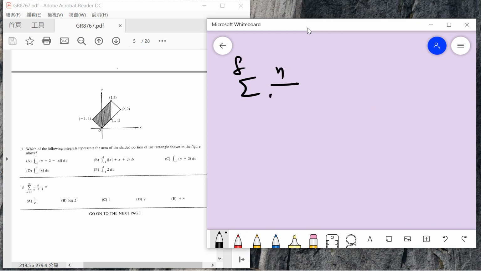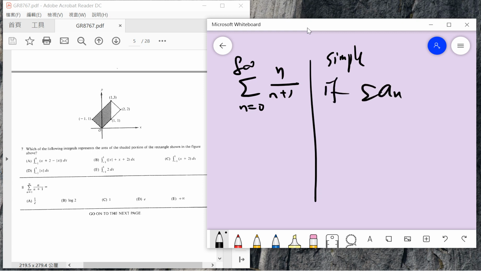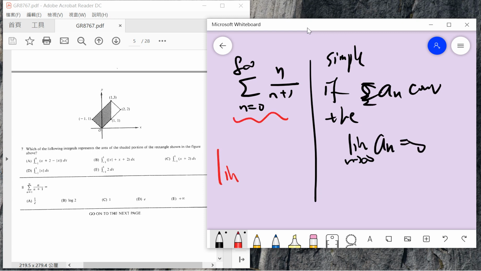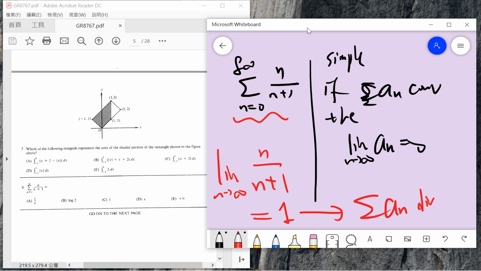Number 8. Simple. If the sum of an converges, then the limit as n goes to infinity of an must be 0. But for this function, the limit as n goes to infinity of (n plus n) divided by (n minus 1) is 1. So the sum of an diverges. Choose E.